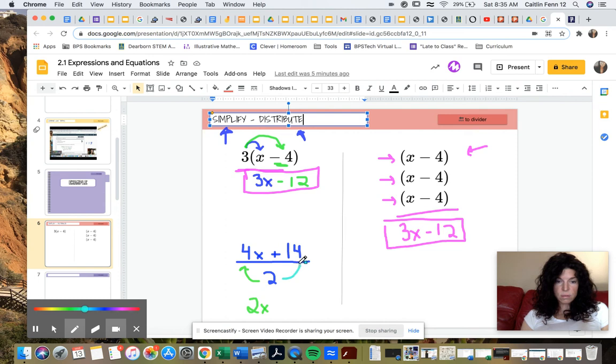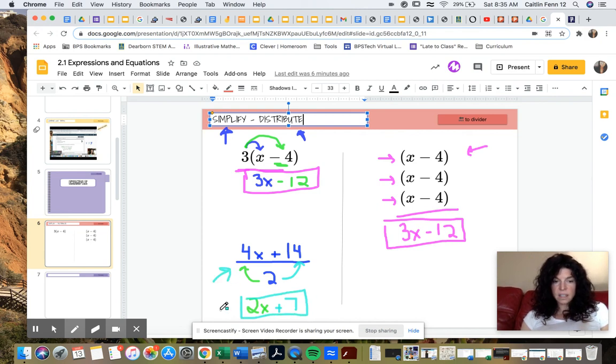So we would do 14 divided by 2, and that's how we read it, the number on top divided by the number on the bottom. And that's going to equal 7. So that is a more simple version of that there. So this is simplified. These are simplified, and we used distribution. So we distributed.